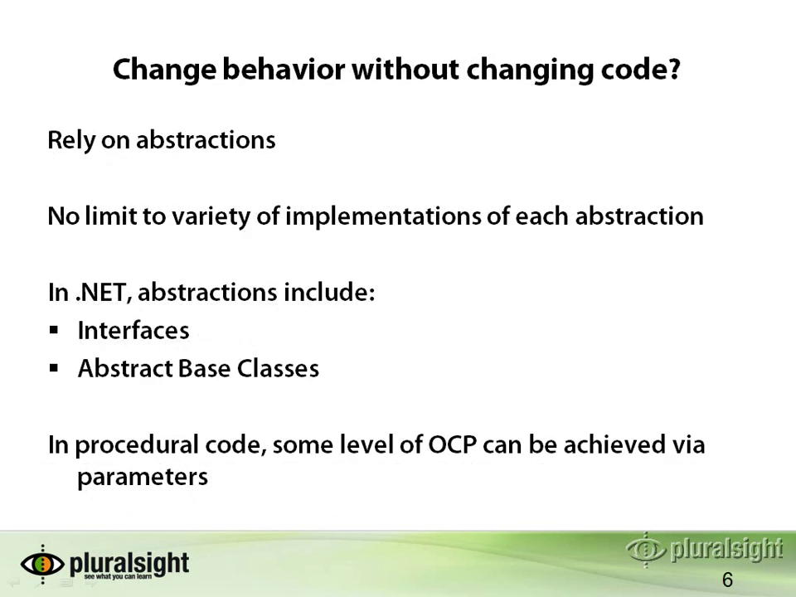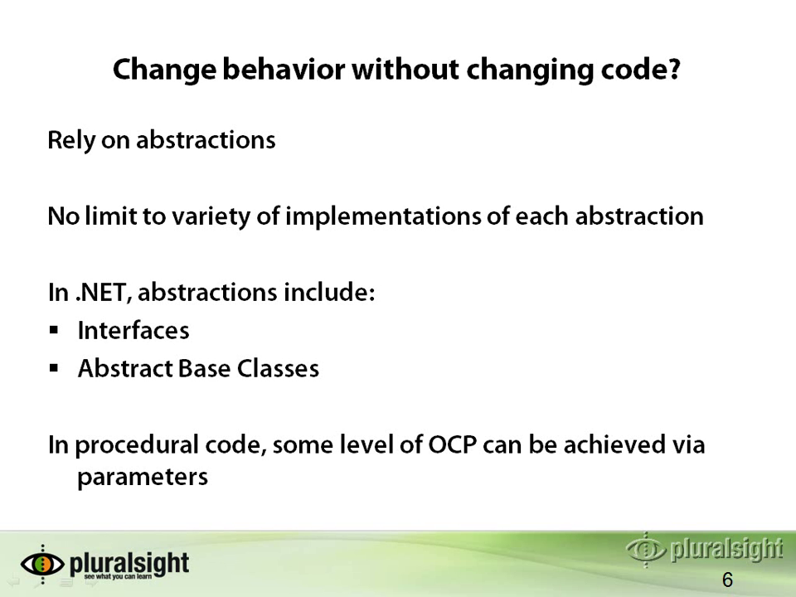So how do we do this? How do we change behavior without changing code? The key is to rely on abstractions. Once we start to rely on abstractions in our code, there's no limit to the number of different ways we can implement that abstraction, and thus no limit to the number of ways we can change the behavior of the code that's using these abstractions.